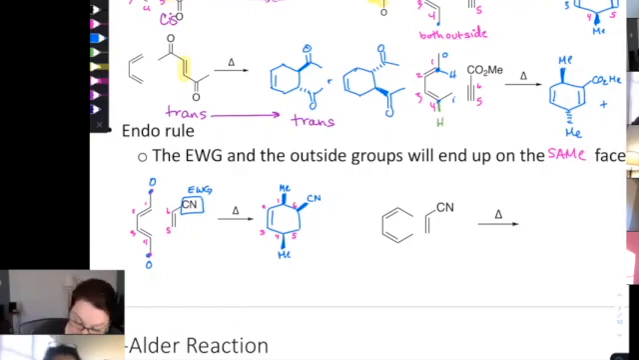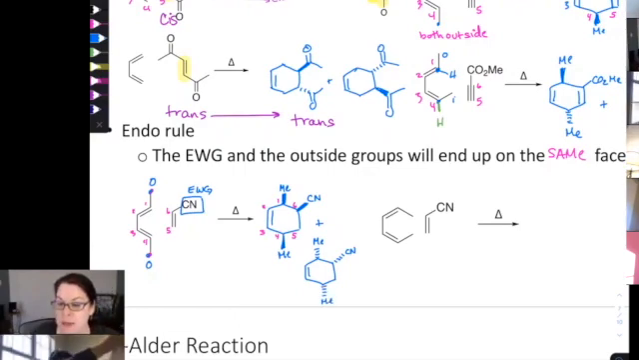Plus the enantiomer. And the enantiomer is just the mirror image where instead of wedging the groups, we're going to dash them. It still puts the outside group on the same face as the other outside group and the nitrile on the same face.